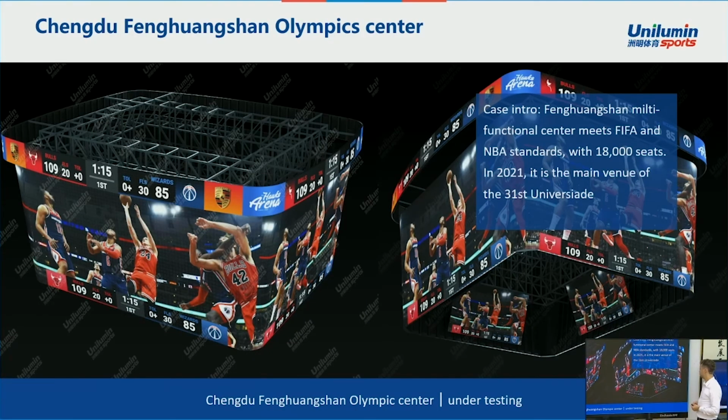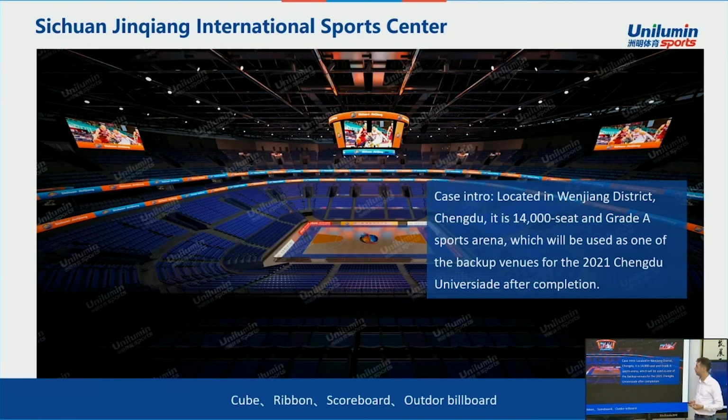This is a Universiade Arena, Chengdu Fenghuashan, Phoenix Hill Olympic Center, Phoenix Hill Sports Park. Main venue of the next Universiade, and you can see that this cube is a very special design with all curved corners, very custom, very special. It took us a lot of effort to make it real, but eventually this project is done and we're very happy to see it working.